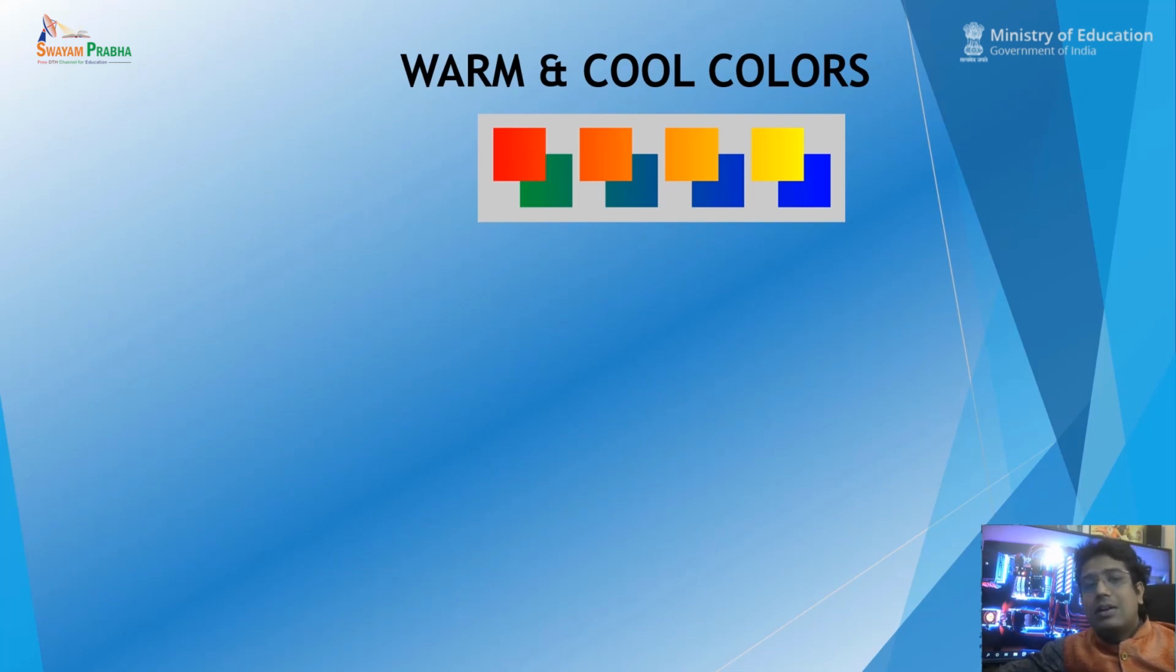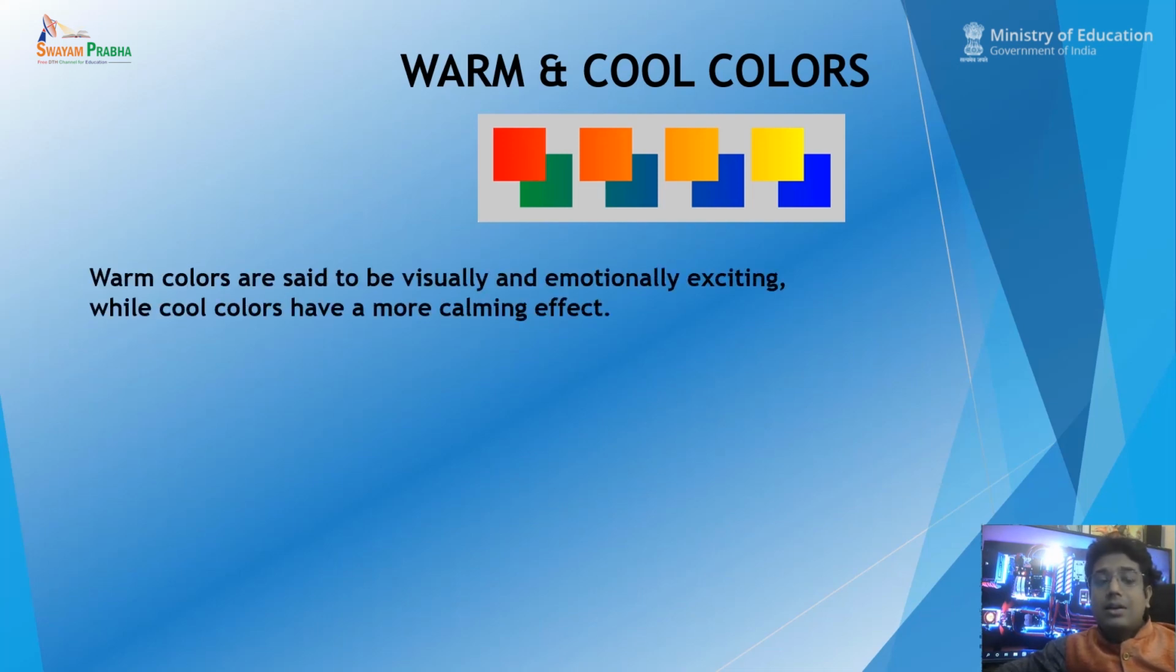Now it's time to learn a little more about warm colors and cool colors. So what does warm color mean? The colors that go towards red are called warm colors, and if the color goes towards blue, that is called a cool color, right? Warm colors are said to be visually and emotionally exciting, while cool colors have a more calming effect. So this is the difference between warm and cool colors.